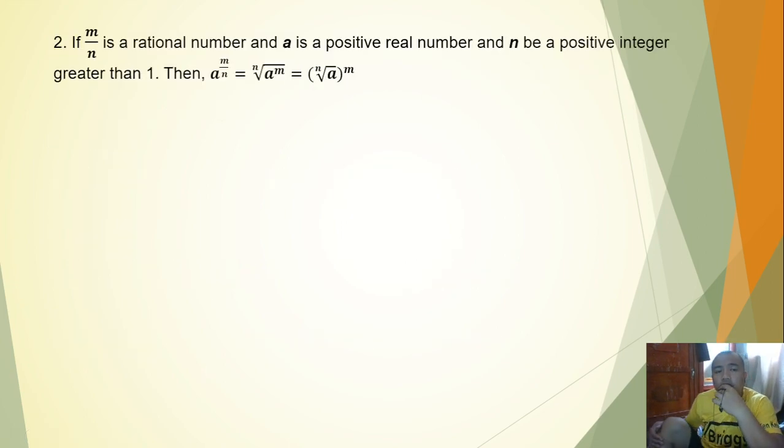Now, if m over n is a rational number, and a is a positive real number, and n is a positive integer greater than 1, then a raised to m over n is equal to the nth root of a raised to m, or equal to the nth root of a raised to m.